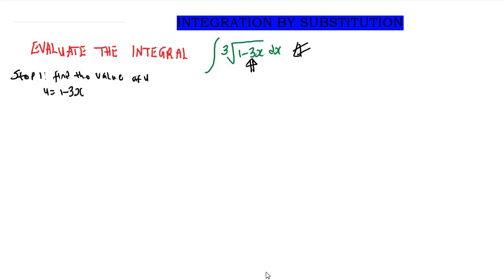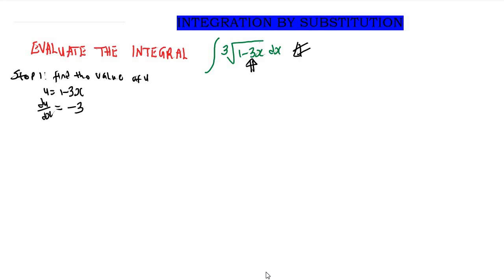Now we're going to take the derivative of u with respect to s. So du over ds is equal to, the derivative of 1 is 0, because the derivative of any constant number is always 0. Now what about the derivative of negative 3s? This is going to give us negative 3.